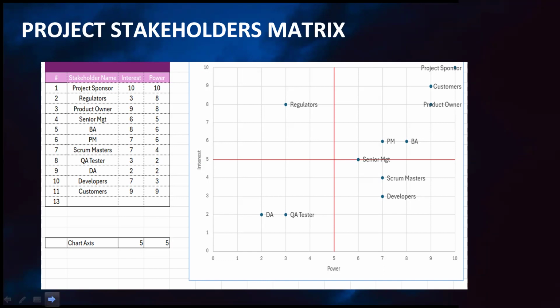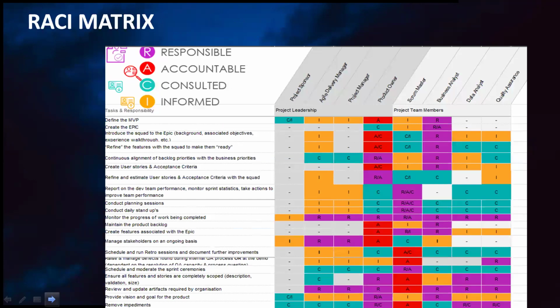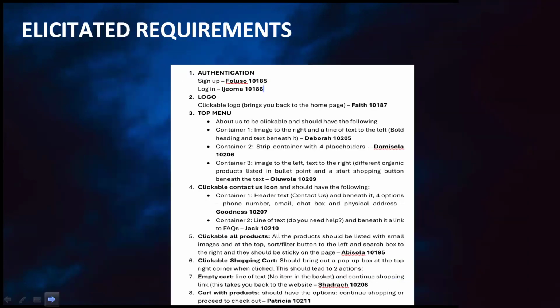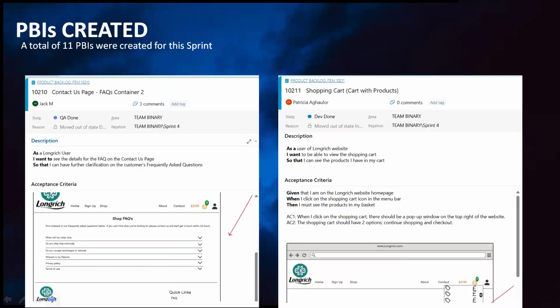Next slide, please. This is our RACI matrix. Next slide, please. This shows our requirements after elicitation. We had 11 PBIs under the 3 features. Next slide, please. This shows our PBIs, a cross-section of the user stories that we wrote and the acceptance criteria.